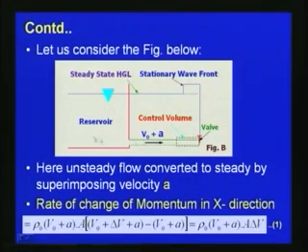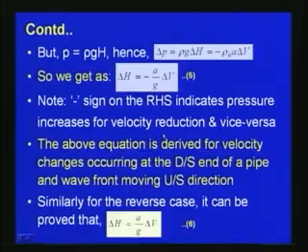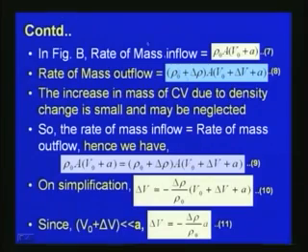So, say if you consider this figure B, we can see the rate of mass inflow to the system, the control volume which we consider, is rho 0 into A into V 0 plus A, since we consider a steady state system, as in equation number 7. And the rate of mass outflow from the control volume, with respect to change in density and velocity, is rho 0 plus delta rho into A into V 0 plus delta V plus A, as in equation number 8.